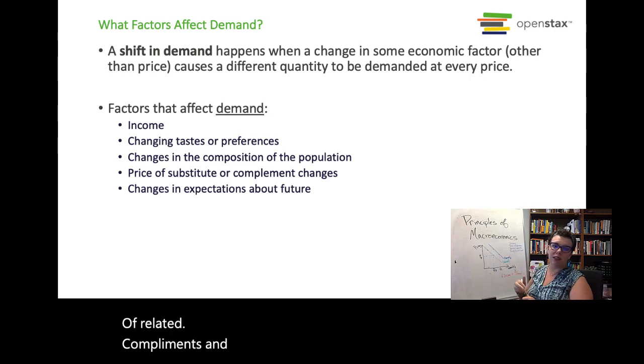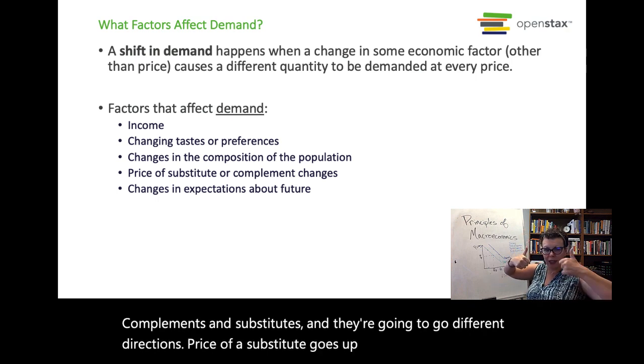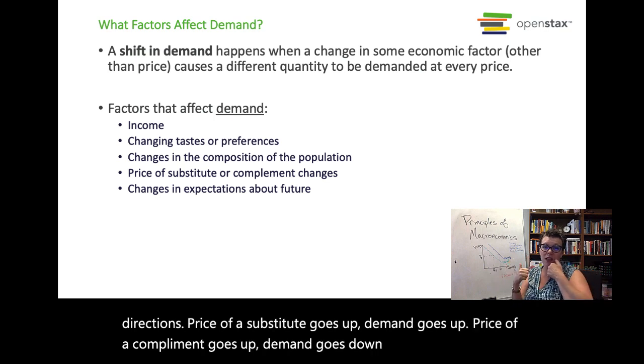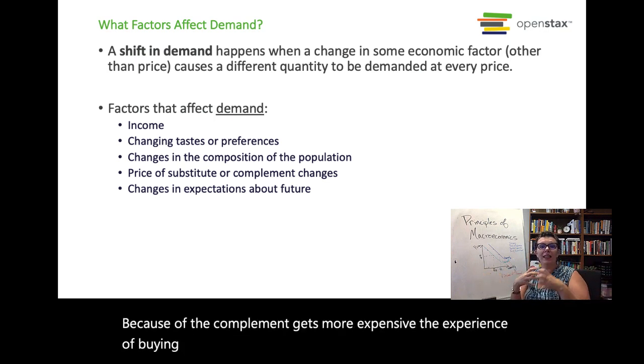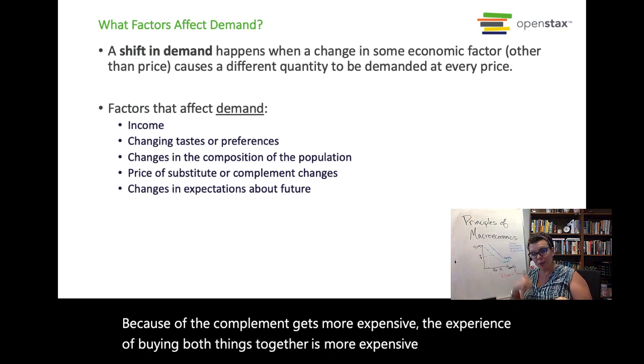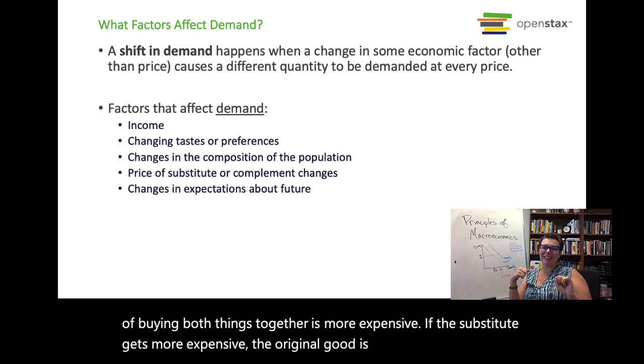Complements and substitutes, and they're going to go different directions. Price of a substitute goes up, demand goes up. Price of a complement goes up, demand goes down. Because if the complement gets more expensive, the experience of buying both things together is more expensive. If the substitute gets more expensive, the original good is relatively less expensive.